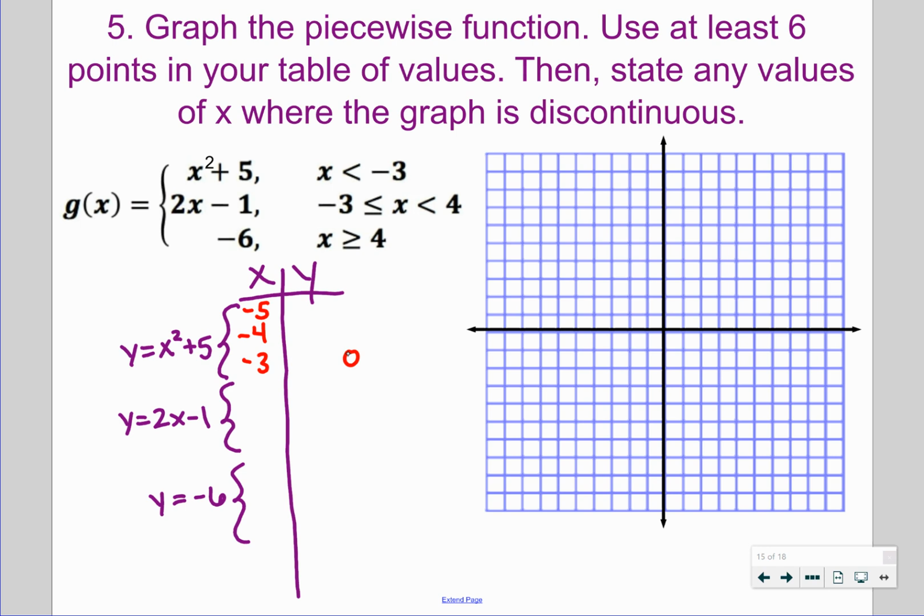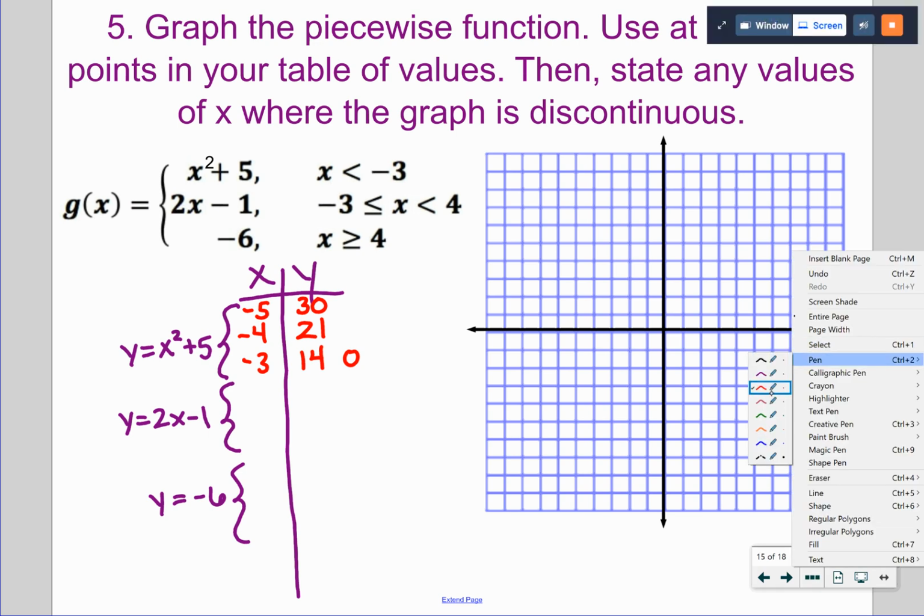Let's just do these one at a time. So let's go ahead and plug these numbers in. We're just going to square them and add 5. Remember, you're going to have a basic calculator again for this on Monday. So negative 3 squared, 9, plus 5, 14. Negative 4 squared, 16, plus 5, 21. And negative 5 squared, that's 25, plus 5, 30. So that one's going to go a little off. That's okay. Let's look at the next piece.